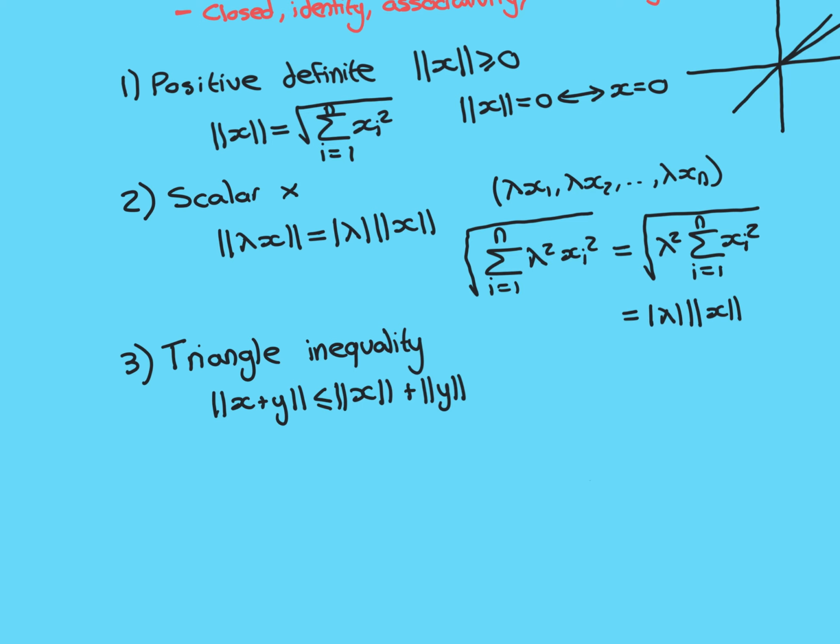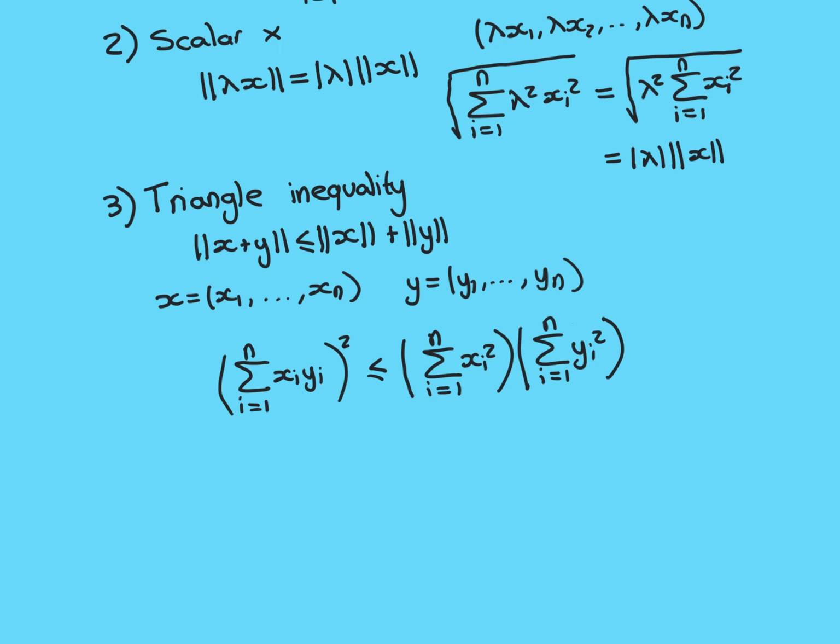What we now need to do is prove this for an arbitrary n-dimensional real vector space with this Euclidean norm, and to do this we're going to use the Cauchy-Schwarz inequality. I've just written out our two vectors x and y in full. So here's our x vector, x1, x2, all the way up to xn. Here's our y vector, y1, y2, all the way up to yn.